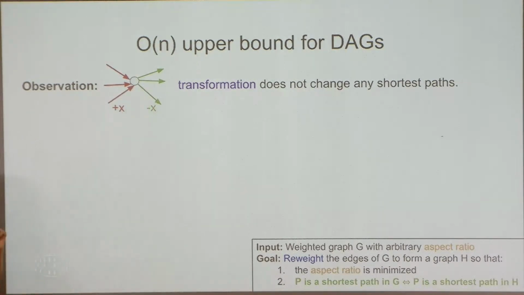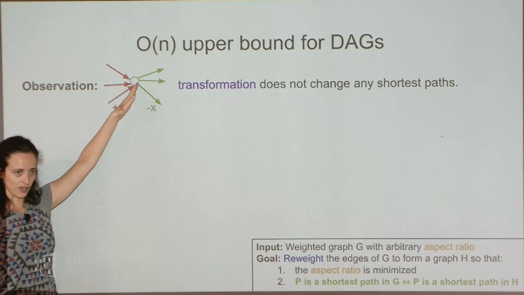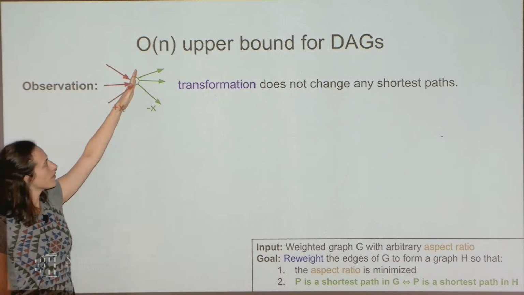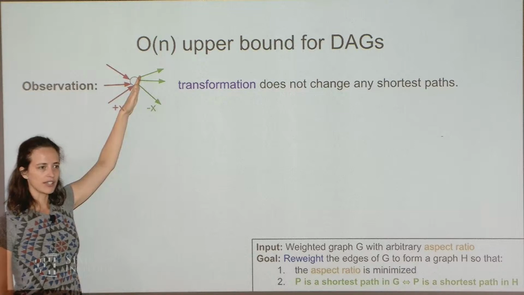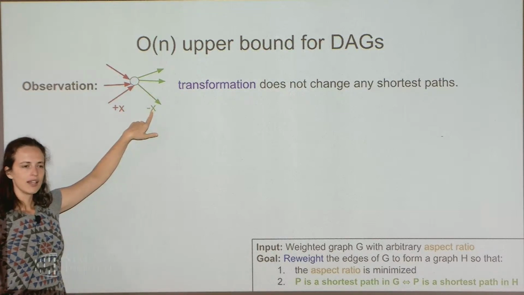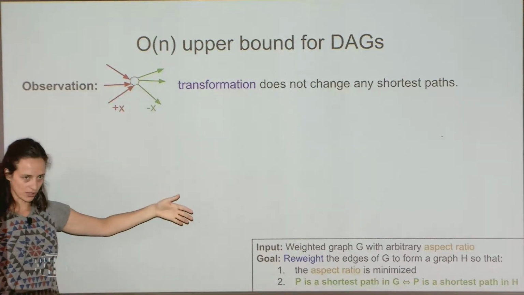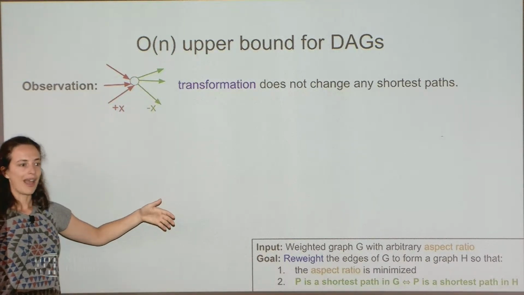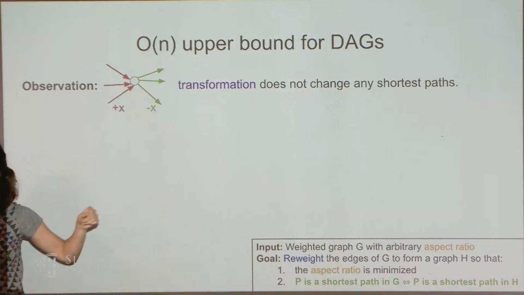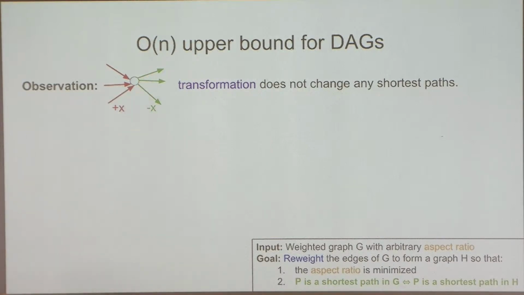On the other hand, if you have a shortest path that starts or ends, let's say it starts at this vertex, you'll notice that all of the shortest paths starting at this vertex decrease by x. And so all of them decrease by the same amount. So even though the weight of the shortest path changes, the actual shortest path, the sequence of vertices, does not change because I'm decreasing them all by the same amount. The one that used to be shortest is still shortest. Does that make sense?